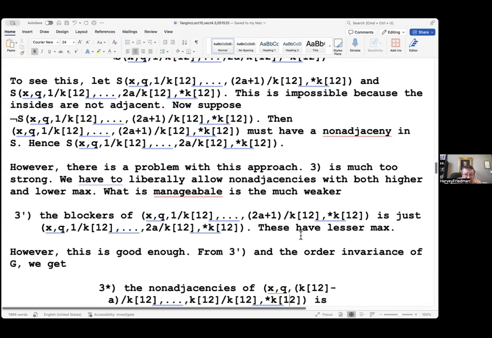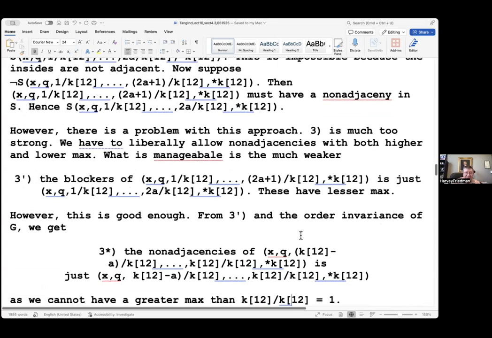So what is manageable is the much weaker form of three. The blockers are just this. The blockers. And these have lesser max. And how can you possibly get away with something weaker than weak like this that doesn't talk about non-adjacency generally? This is good enough for the following reason. From 3 prime and the order invariance of G, we obviously get 3 star. The non-adjacencies of shifting up is just what you would expect by chopping off the last term.